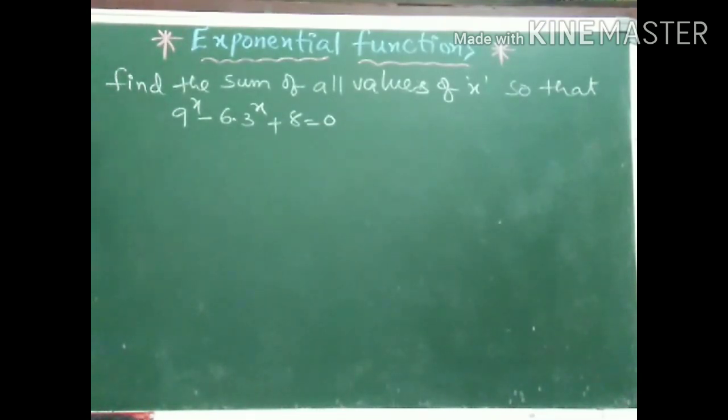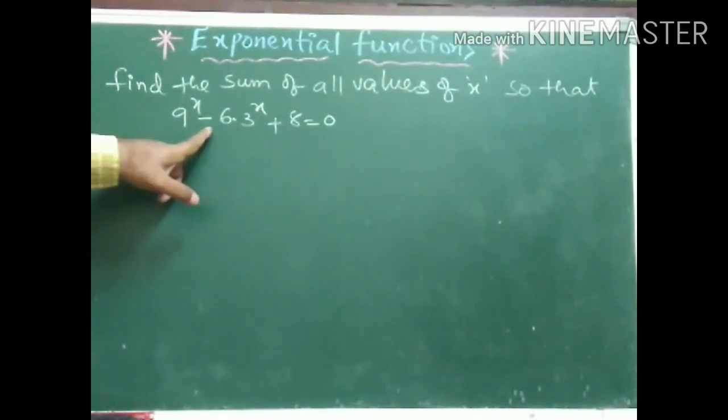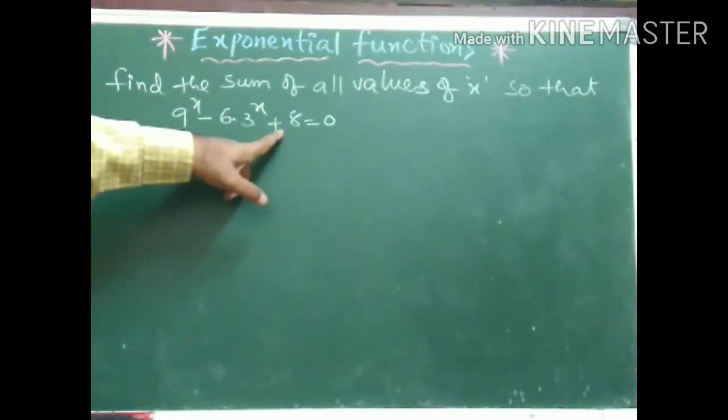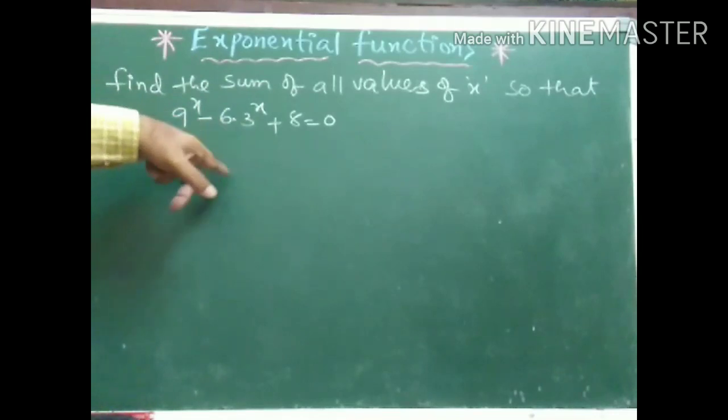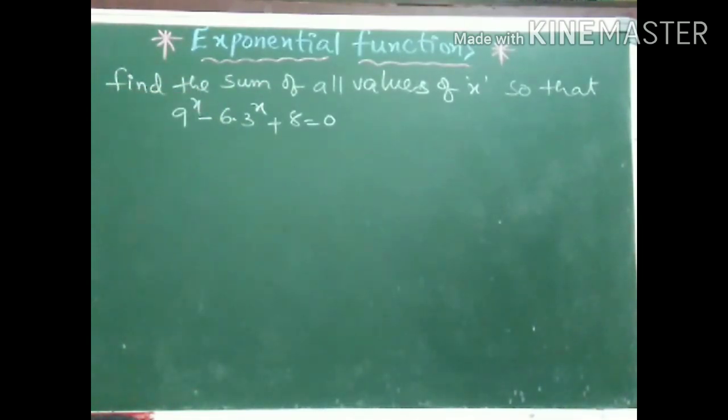Next one, find the sum of all values of x so that 9 power x minus 6 into 3 power x plus 8 is equal to 0. So clearly 3 power x and 9 power x are exponential functions. Hence this equation is an exponential equation. So we need to solve for x and finally we need to find the sum of the values of x. So coming to the solution.